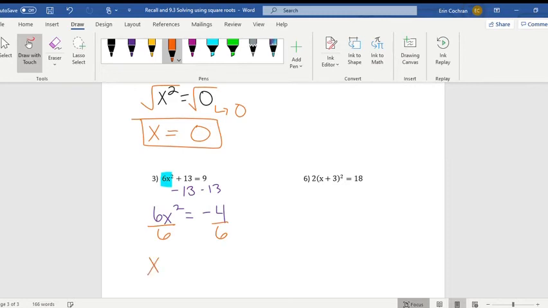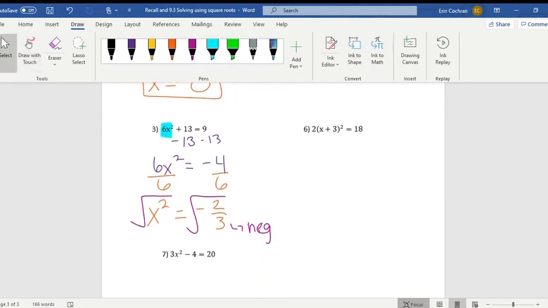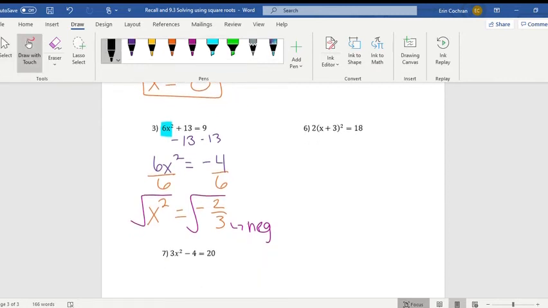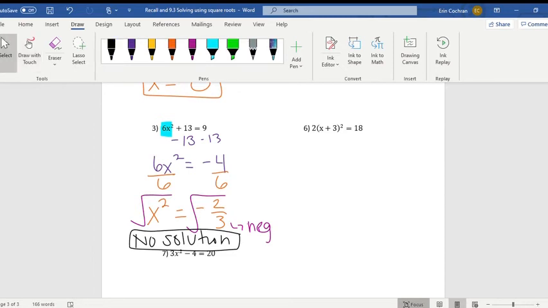And I get x squared equals, now negative 4 over 6 simplifies to negative 2 over 3. And then we're going to take our square root. Now, underneath our radical, the radicand is negative. And can I take the square root of a negative number? No, I cannot. So my answer is no solution. There you go, good.